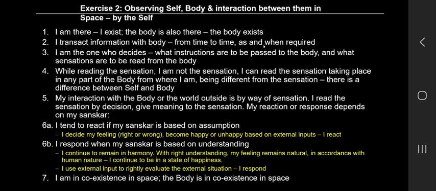I need to ask myself, what feeling is naturally acceptable to me, relationship or opposition. So he is shouting, my sanskars are coming out, this is happening in me. And I can ask myself, what feeling is naturally acceptable to me.